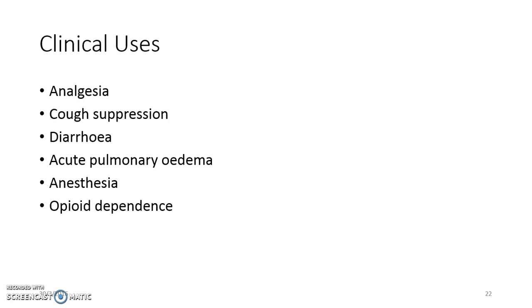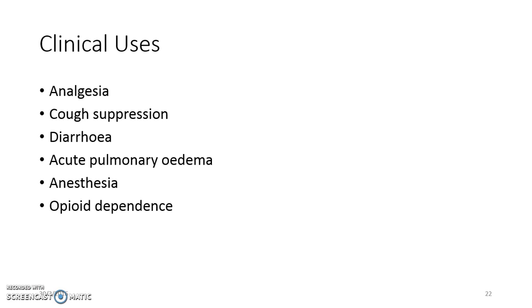So now we'd like to discuss the clinical uses of opioid analgesics. The most important indication for giving an opioid, of course, is analgesia. So it's usually used for moderate and severe kinds of pain. It can be given through many ways.